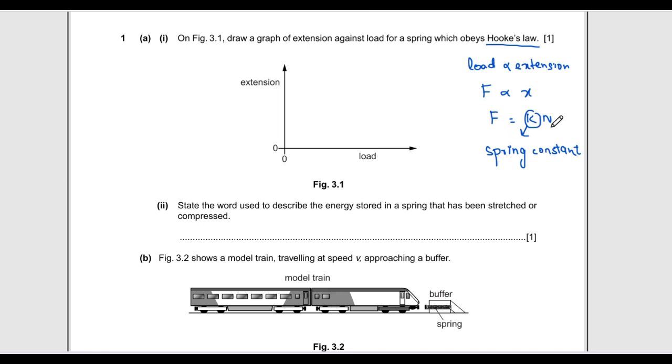So if something has a direct relation, for example in this case load and extension have a direct relation, their graph would look like this straight line. As long as they obey Hooke's law, their graph would be straight like this.